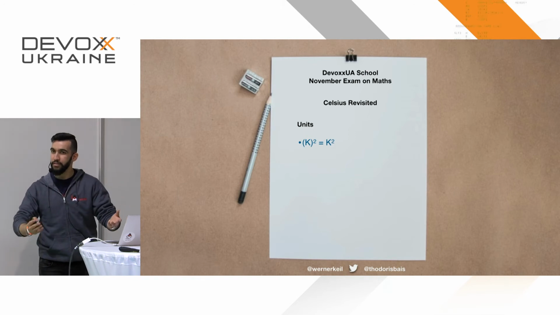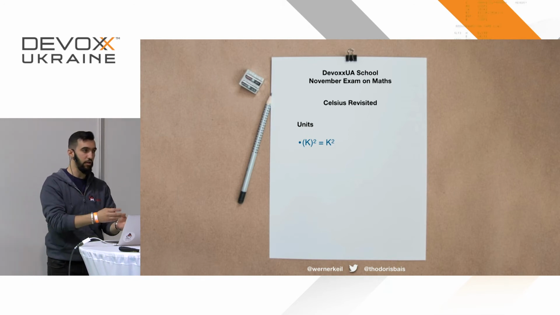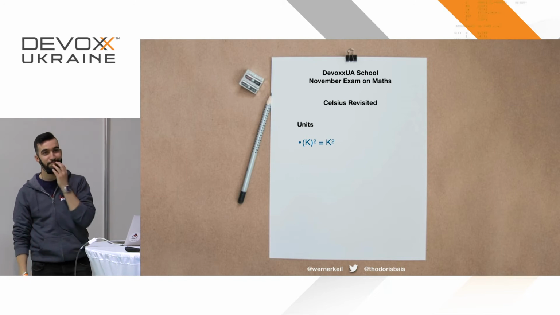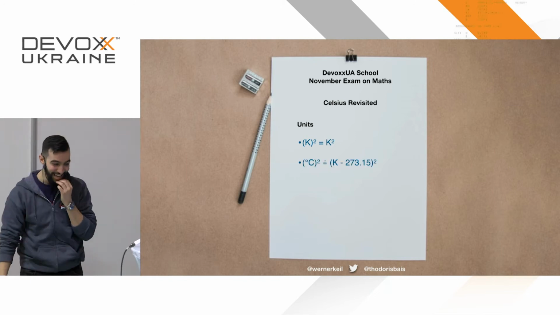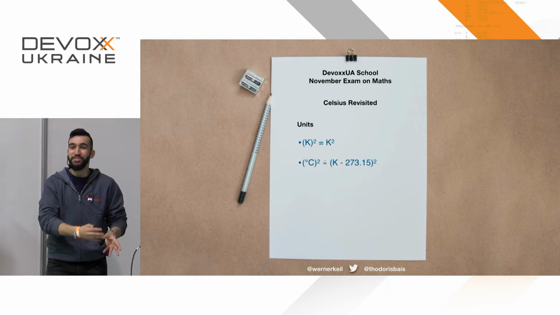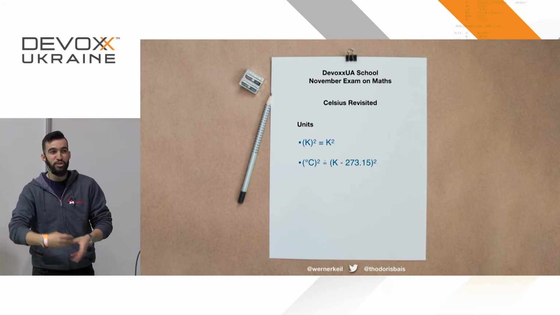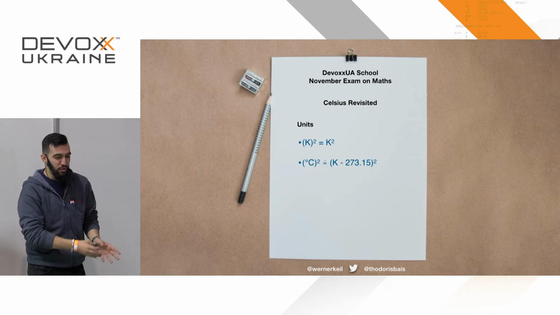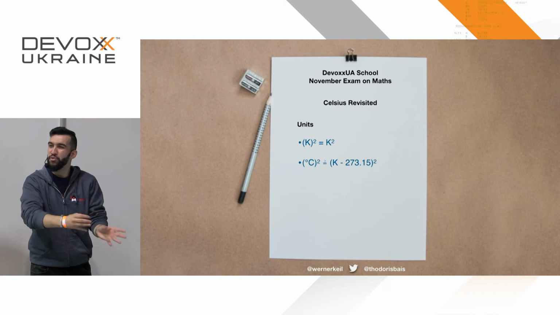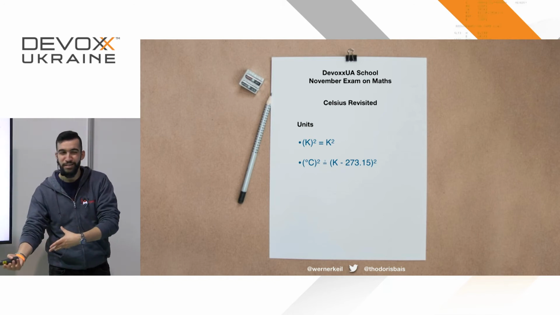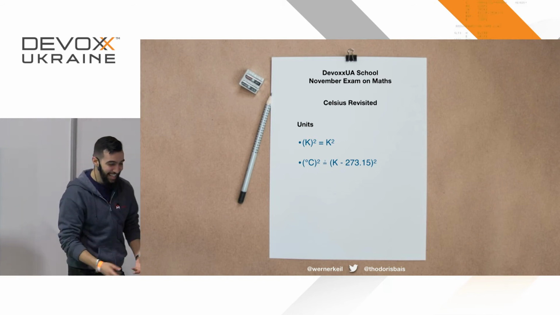Cool, right? The square of Kelvin equals square Kelvin. You know what's next, eh? What about this one? What is the result of degrees Celsius squared? Is that equal to Kelvin minus 273.15 to the 2nd power? Of course not, right?